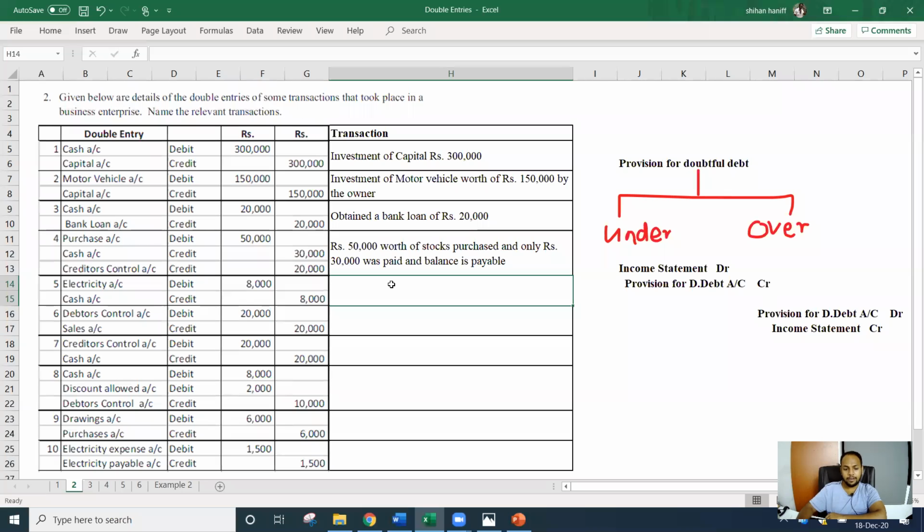Electricity account debit, cash account credit. That means we have paid electricity. Electricity paid 8,000. Debtors control account debit, sales account credit, that means it's a credit sale.